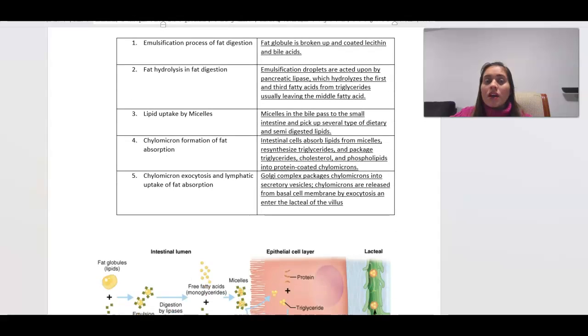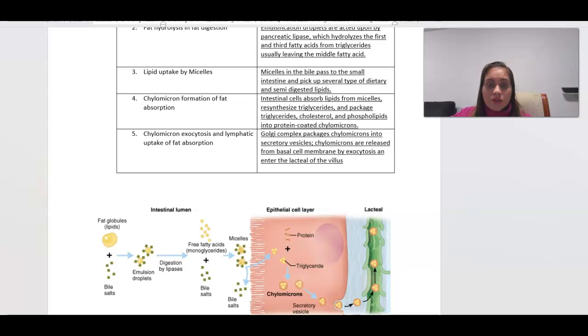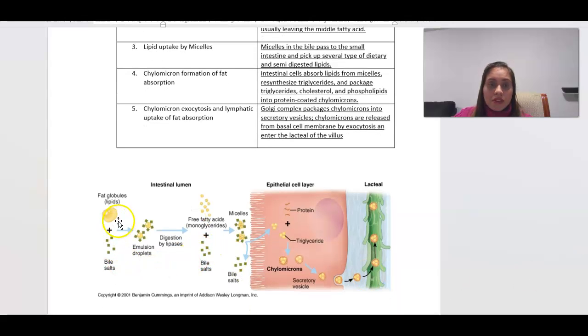And a diagram like this can be included. As you can see, this is the fat globules and this is the emulsion droplets, and it is digested by lipase. Then it becomes free fatty acids and bile salt. Then it goes to the micelles and into the epithelial cells, and this is the process by which it goes into the lacteal.